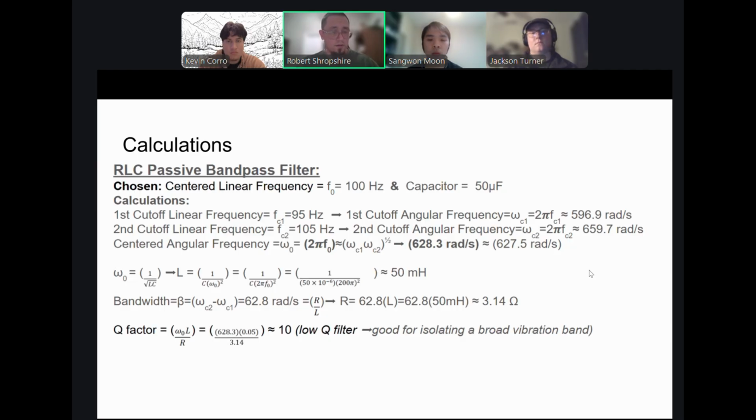We used one of the formulas for centered angular frequency to solve for the value of the inductor, which was about 50 millihenries. Then we calculated the bandwidth, which allowed us to calculate the value of the resistor at 3.14 ohms. And then this was used to determine the Q factor, which is about 10, which is good for our application.